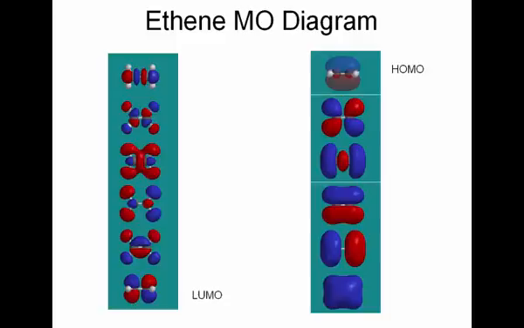So for ethylene, your easiest transition, your lowest energy transition, is going to be taking an electron from the HOMO and putting it into the LUMO. And then after that, the transition energies get bigger and bigger, which means it takes a photon of more energy, which means a higher frequency, lower wavelength.